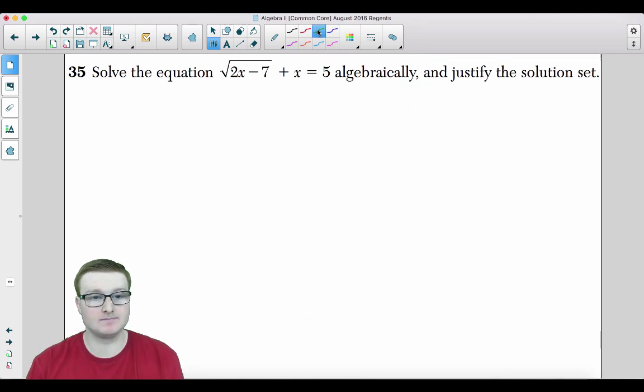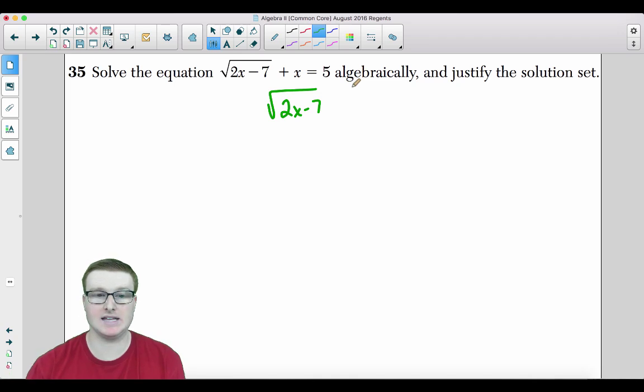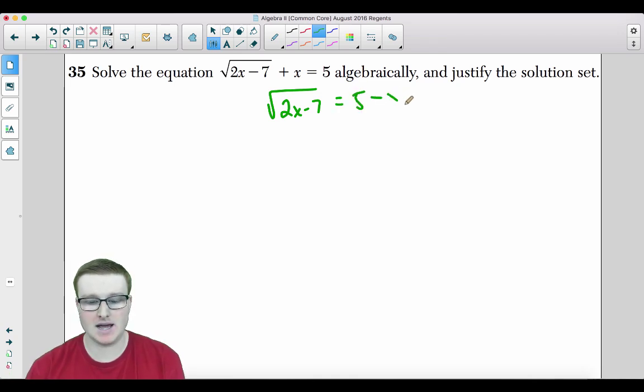Solve the equation, the square root of 2x minus 7 plus x equals 5, algebraically, and justify the solution set. So, we got to isolate that square root term. So the first thing that I'm going to do is I need to move that x to the right-hand side. So we got 5 minus x, right? So now let's square both sides.